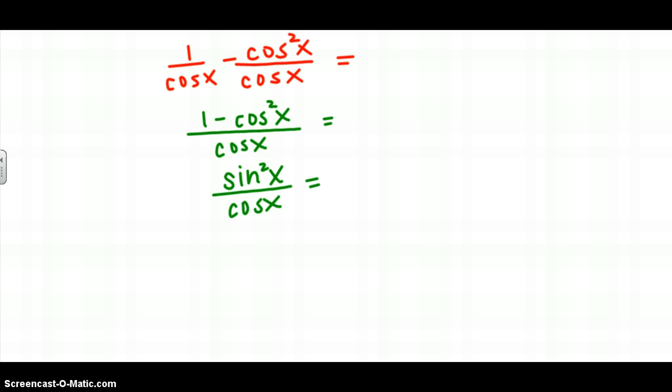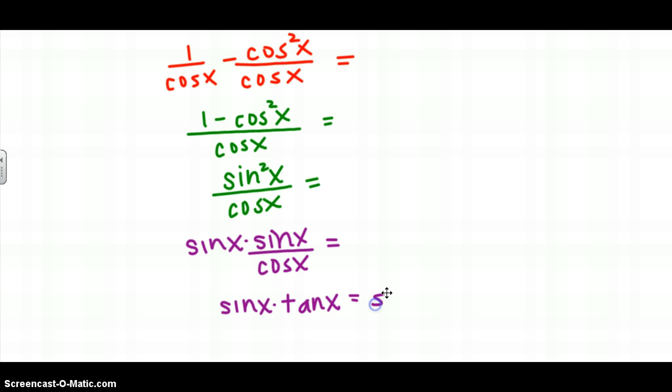And now it looks like I'm kind of stuck. But sine squared is sine times sine, and I still have a cosine in the bottom. This cosine only gets written once because this is multiplication. We're not separating our fraction over addition or subtraction. This right here, sine and cosine, are going to simplify to tangent. Sine of x times tangent of x is definitely equal to the sine of x times tangent of x.